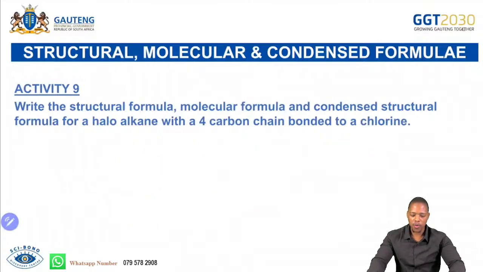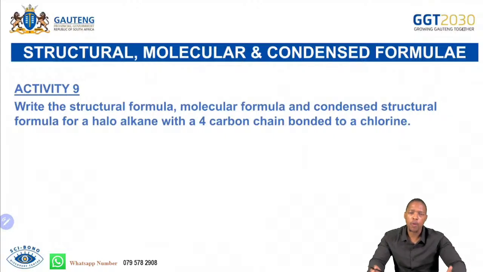Okay, the last one, I'll leave it to you to do again as your activity for the day. You are to write a structural formula, molecular formula, and condensed structural formula for a haloalkane with a 4-carbon chain, and I want this haloalkane to be bonded to a chlorine, only one chlorine atom. I want you to draw a structural formula, and from there do a molecular formula, and also a condensed structural formula.